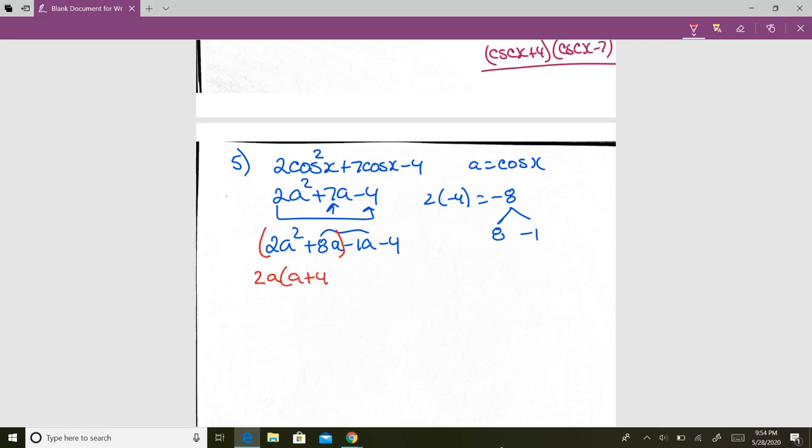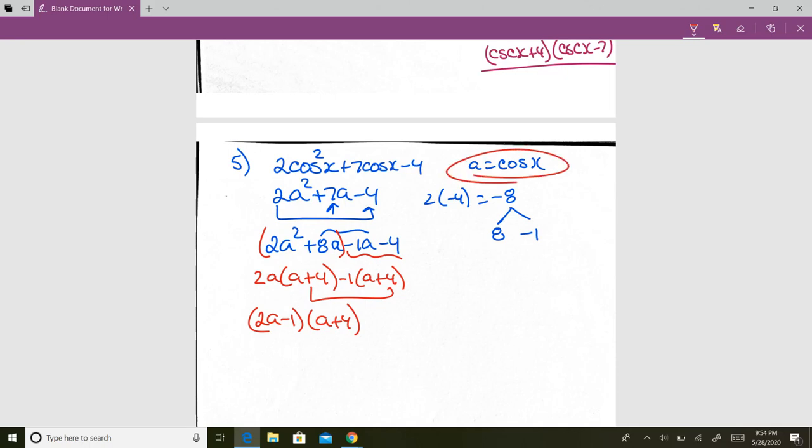get a plus 4. Then factor out a common factor from here, which is negative 1. I get a plus 4. You know you're doing it right if these brackets match. And so it becomes 2a minus 1, a plus 4.